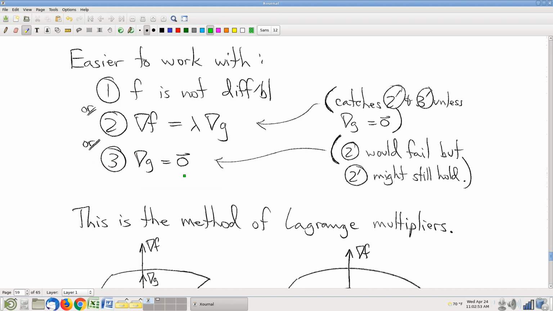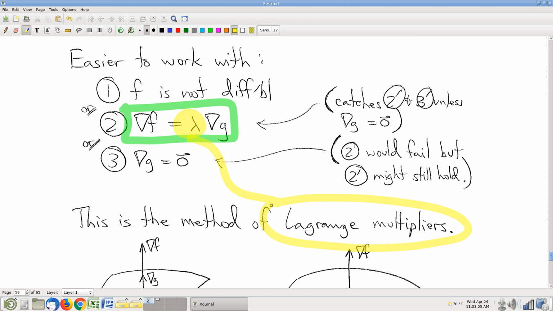Lastly, we've got to check this condition. This is what I like to call the Lagrange condition. By the way, this method is called the method of Lagrange multipliers. This factor here that we are multiplying by the gradient of g, that is called the multiplier. It's just terminology. And we call it lambda because lambda is kind of like L for Lagrange.